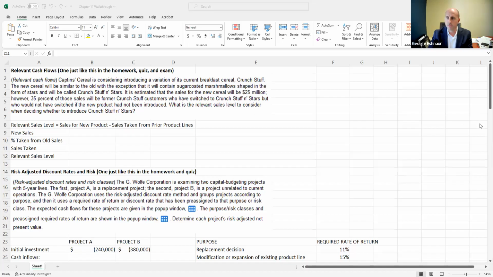So again, in chapter 11, we're looking at cash flows for businesses. We're looking at relevant cash flows. We're looking at capital budgeting cash flows. How do we handle risk? Some of this stuff is going to be similar to what we've done already. Some of it will be a little bit different, and some of it will be entirely new.